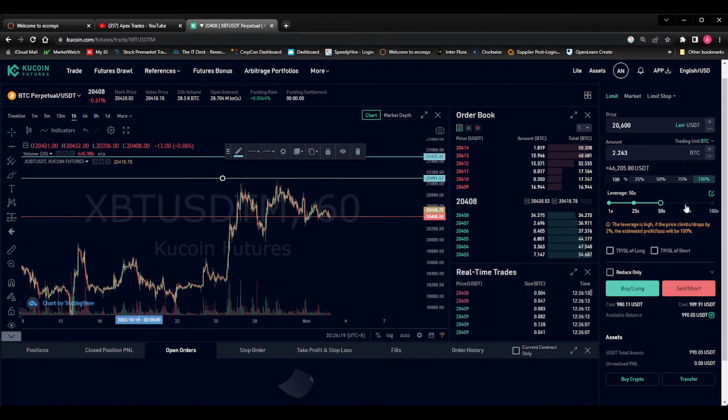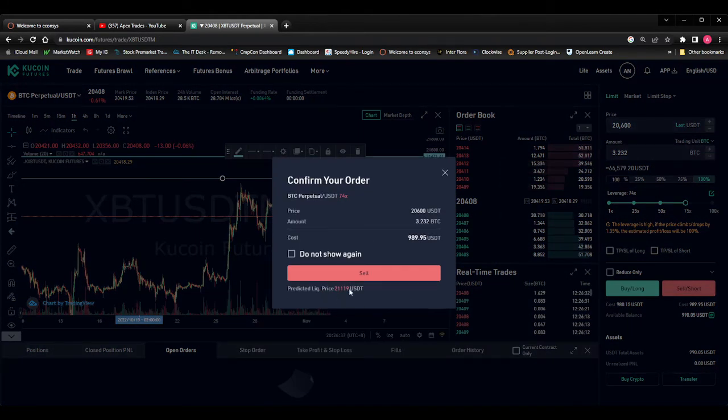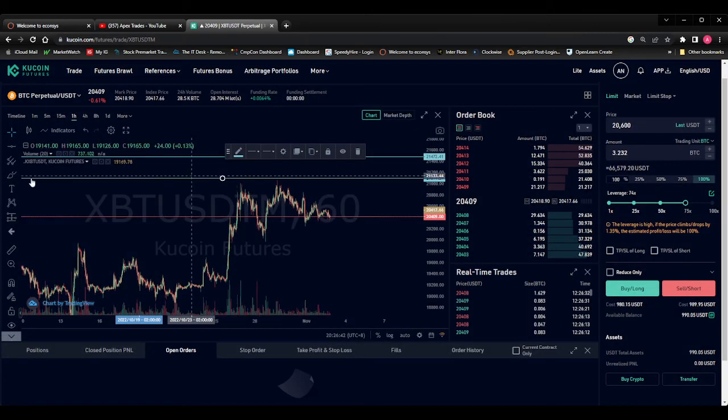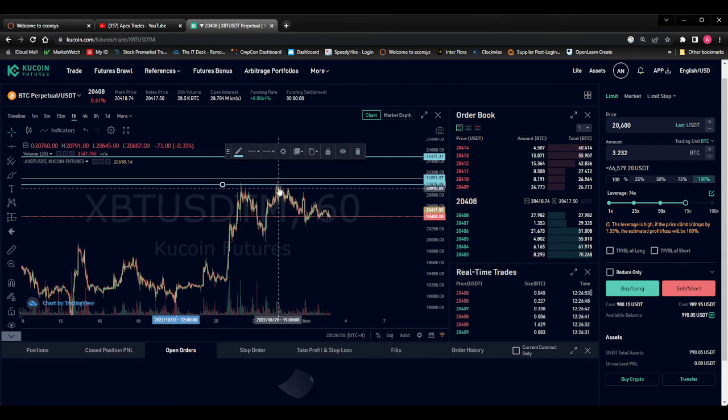What about 75x? Well, we're now playing with 3.23 Bitcoin or $66,500. Obviously, you're playing with a lot more money, but of course, the downside to that is your risk profile drops down to 20,984. Let's map that out. Somewhere around there. Now we're in the wick territory of where it's been before, but you are playing with a lot more margin. What happens if we 100x?